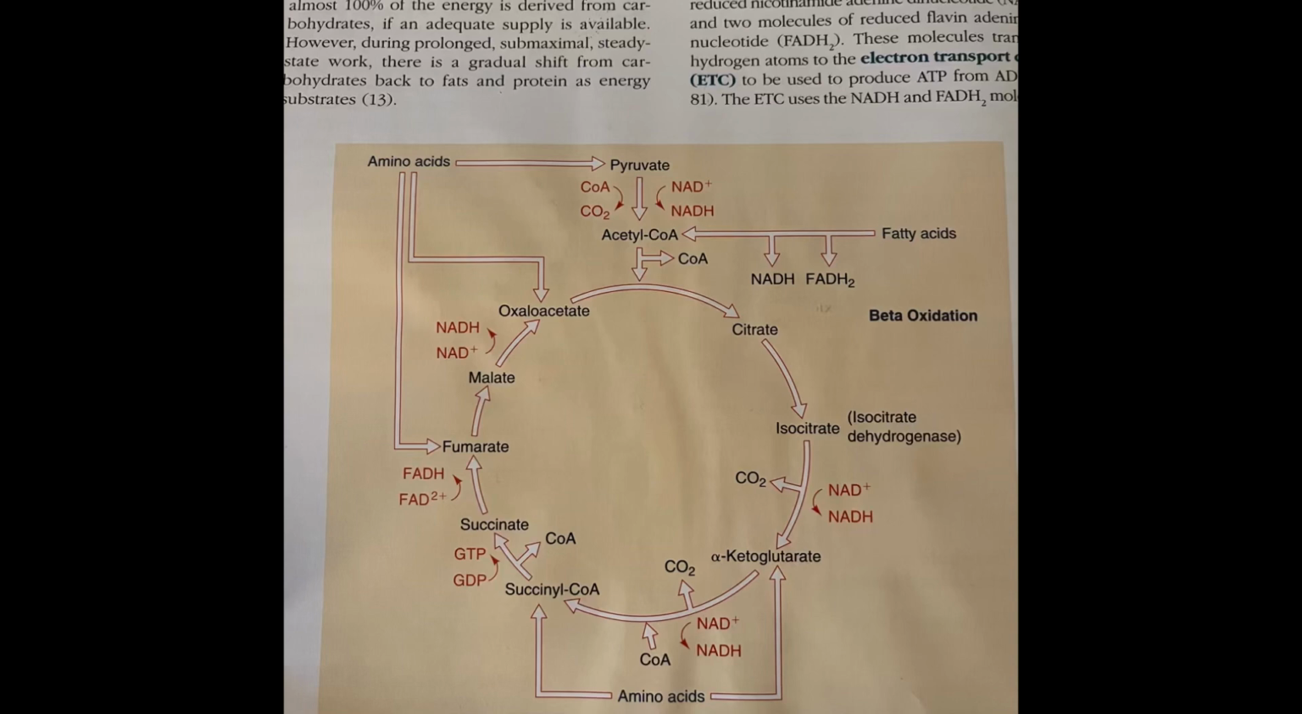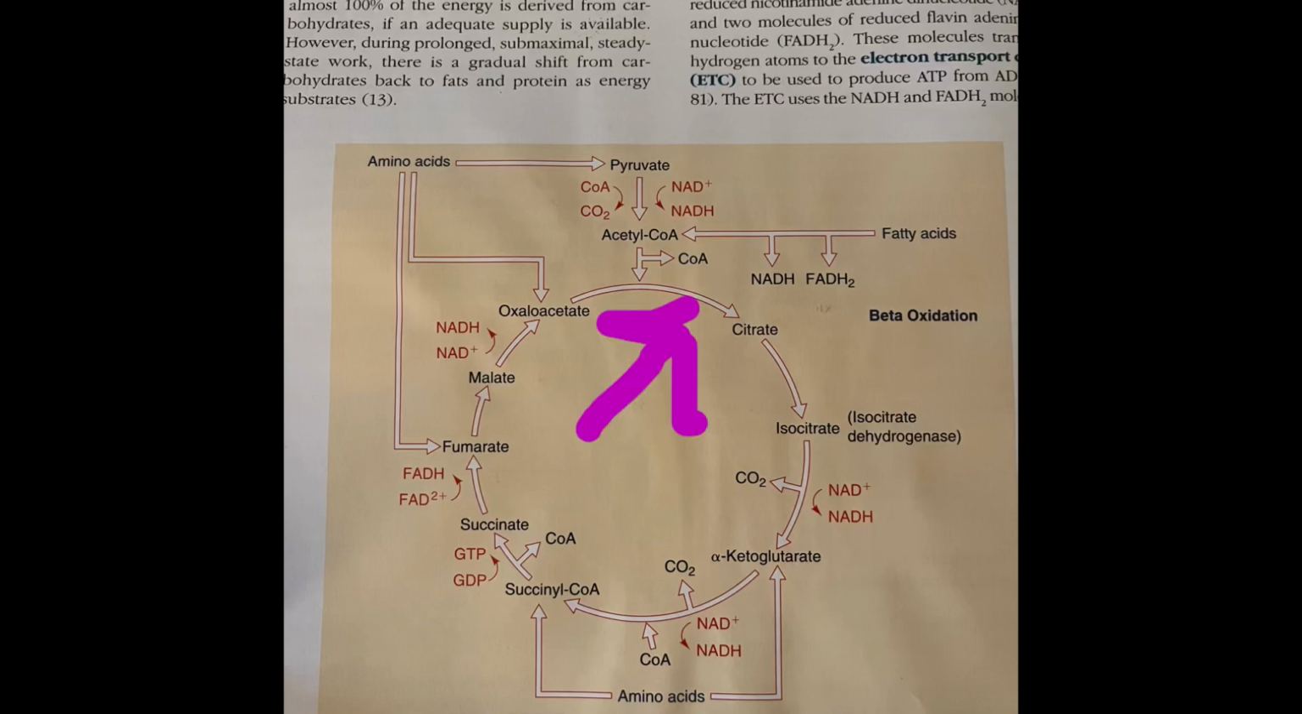Now let's get into the Krebs cycle. The Krebs cycle, or the citric acid cycle, or the tricarboxylic acid cycle, is a central pathway in cellular respiration that occurs in the mitochondrial matrix. It serves to extract energy from acetyl-CoA, which is derived from the breakdown of glucose and fatty acids. The cycle is a series of chemical reactions that result in the production of energy-rich molecules, including ATP and electron carriers.